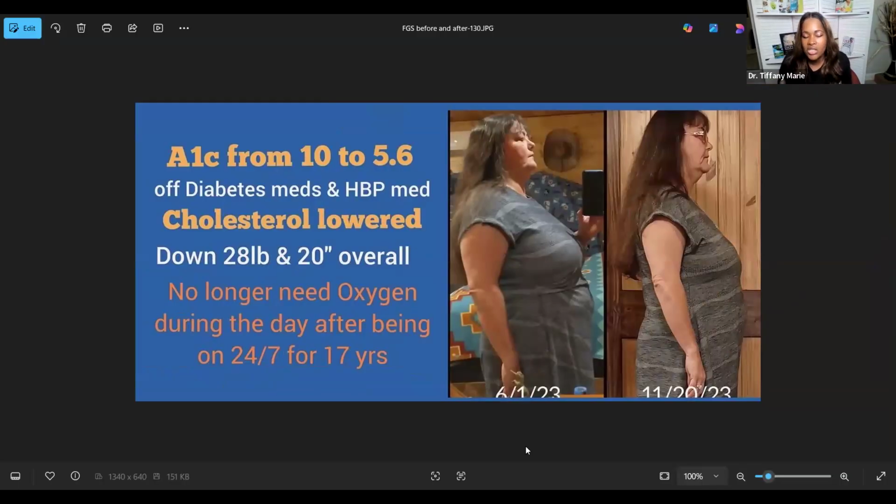But she was carrying around an oxygen tank. That's what she had to do 24/7 for 17 years. And she does not have to do that. That's the quality of life stuff we talk about.